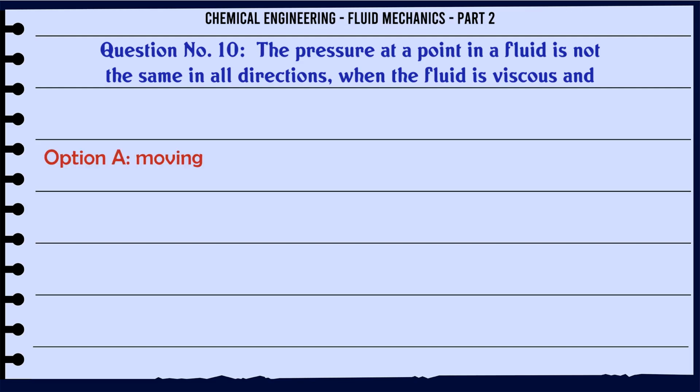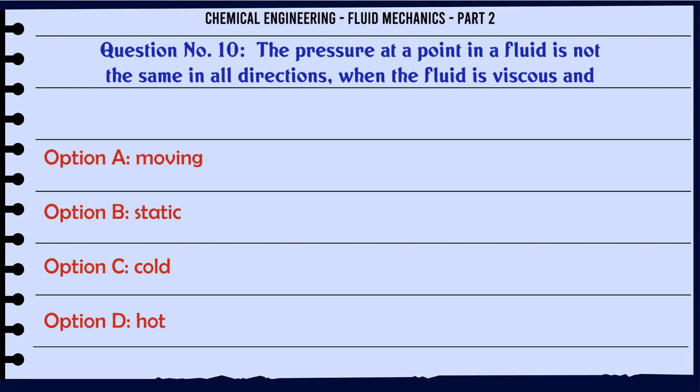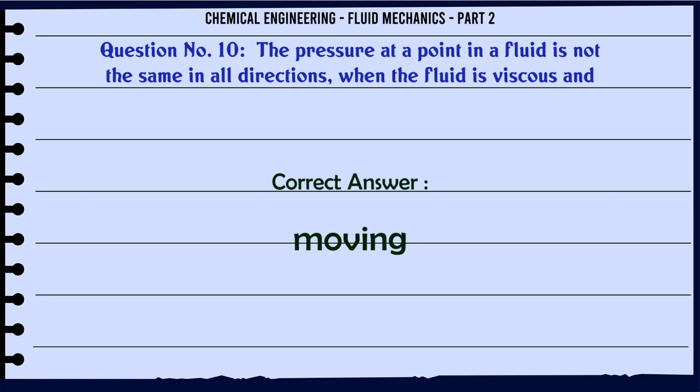The pressure at a point in a fluid is not the same in all directions when the fluid is viscous and: A. Moving. B. Static. C. Cold. D. Hot. The correct answer is moving.